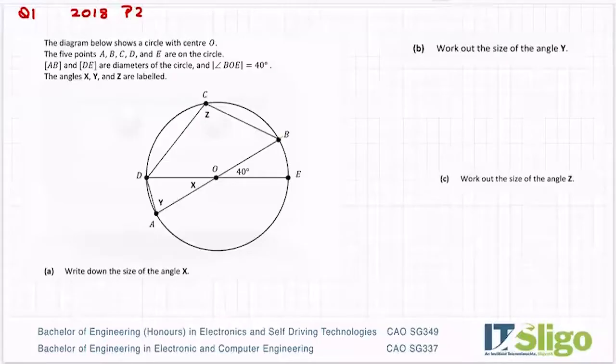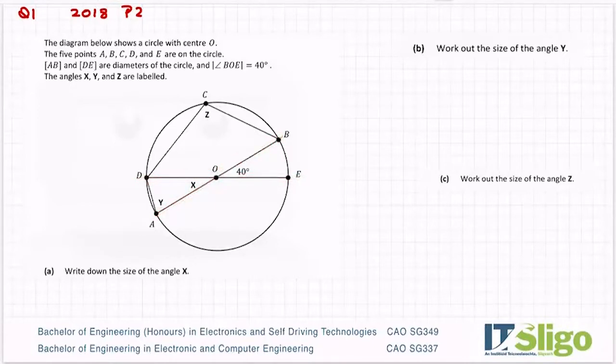Let's have a look at this question. So question 1 in the 2018 paper 2 kicked off with this. The diagram below shows a circle with centre O. The 5 points A, B, C, D, E are on the circle. A, B and D, E are diameters of the circle. So A, B and D, E are diameters.